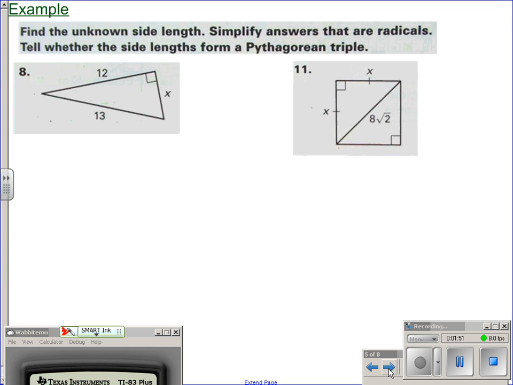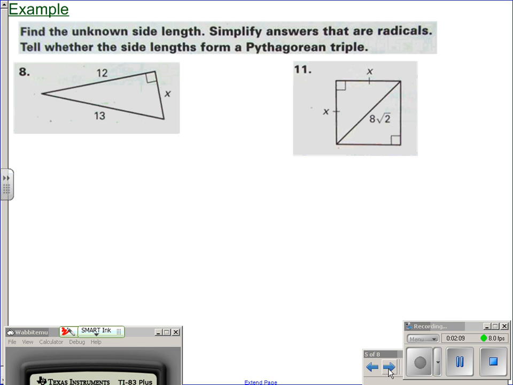Now, some examples. It says, find the unknown side length, simplify answers that are radicals, and tell whether the side lengths form a Pythagorean triple. Hit pause. I want you to try these on your own. Hopefully you got some answers.